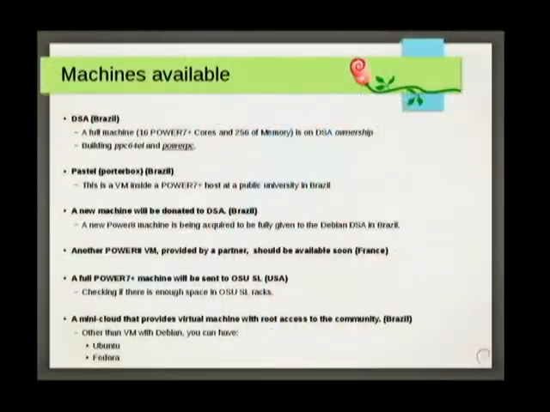So if we get back to the machines that we are going to donate, there's a Power 8 machine arriving in Brazil. It was expected to arrive in August. It's still delayed, but I expect to have this one before the freeze. And also we have a VM in France where they have the machine. They are going to create a buildd machine there. We just started talking to DSA. So at least those two machines are Power 8 and are going to be running before the freeze. So this is our plan.